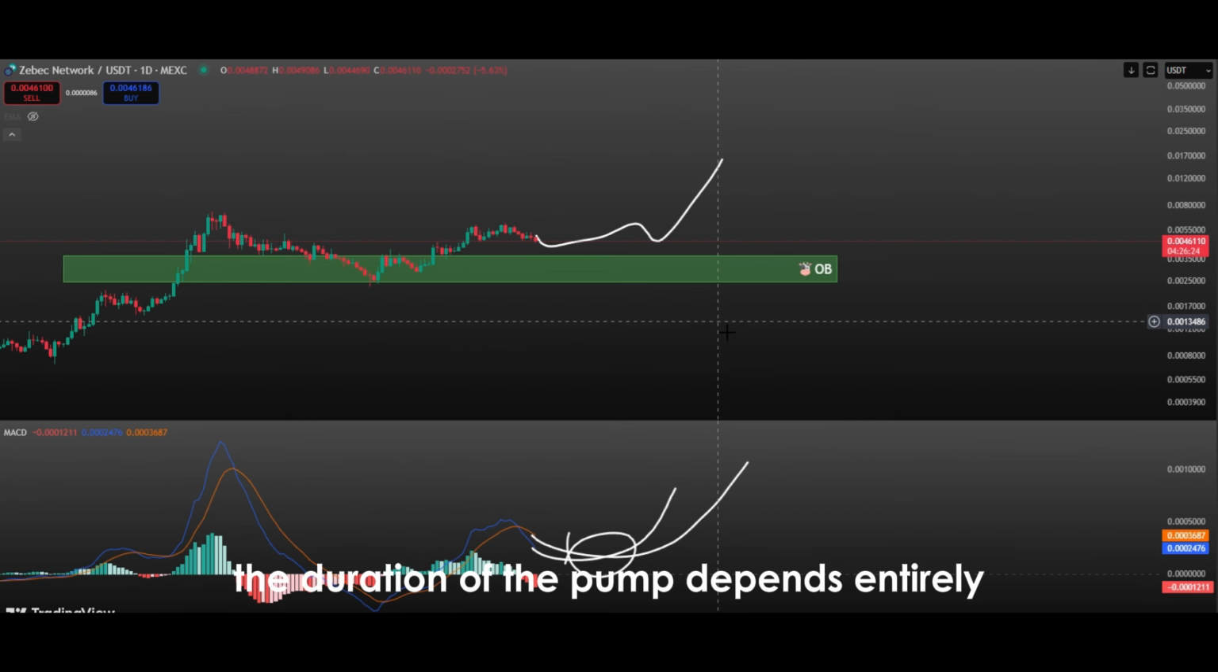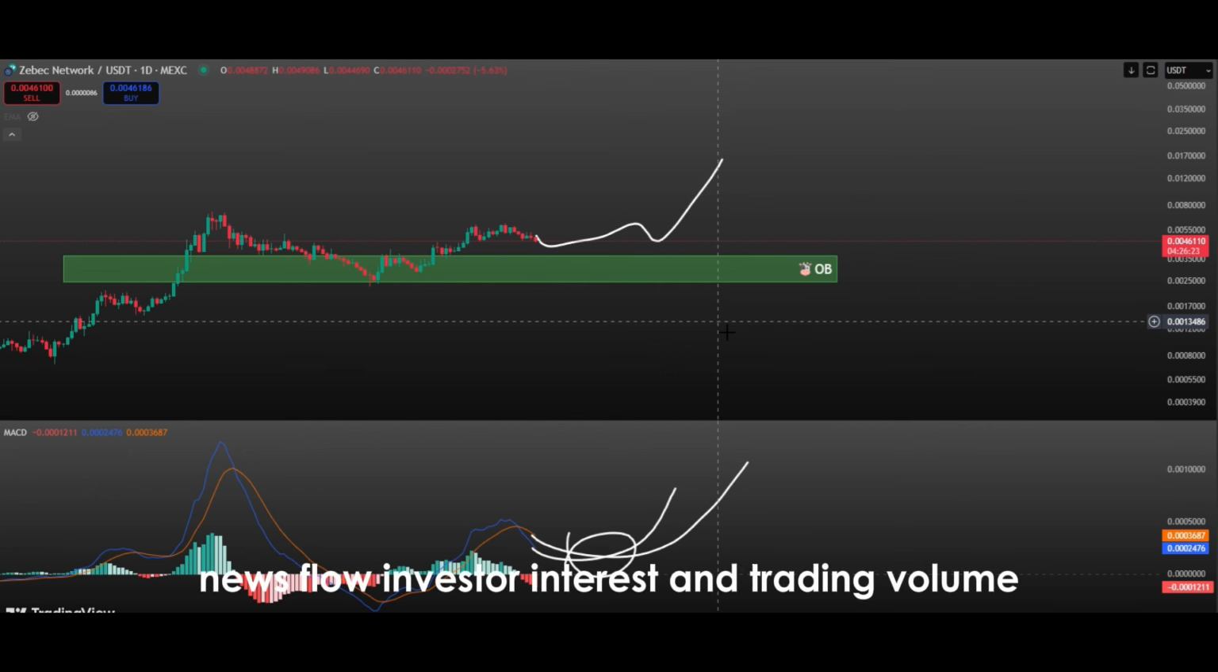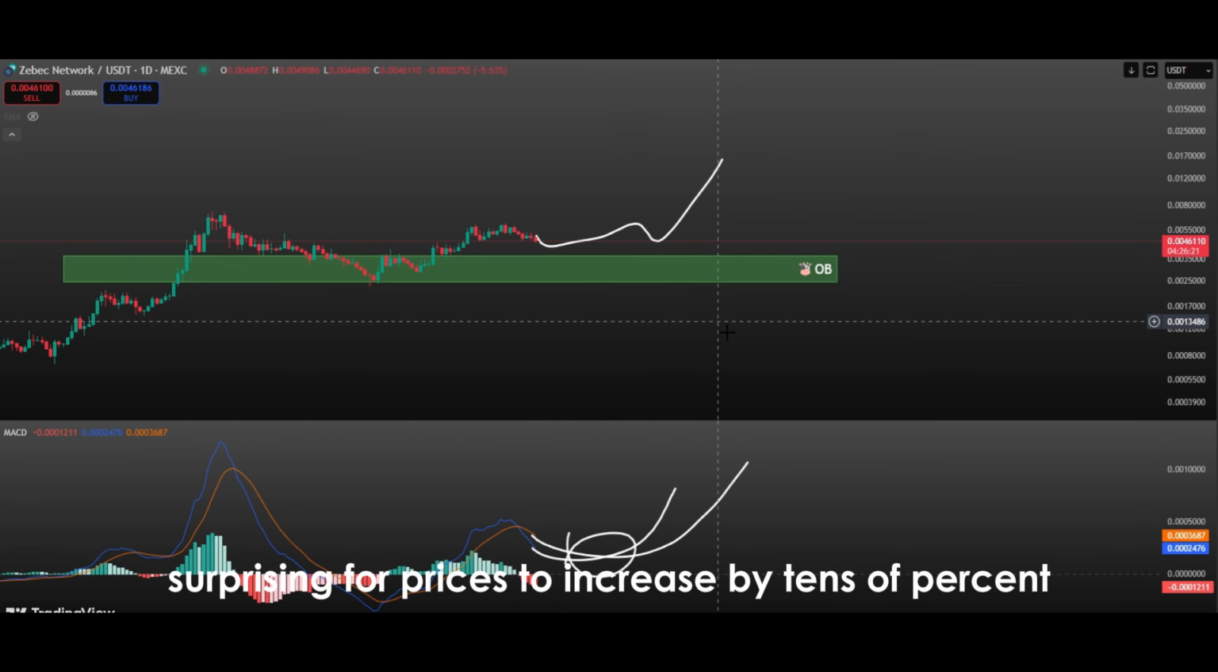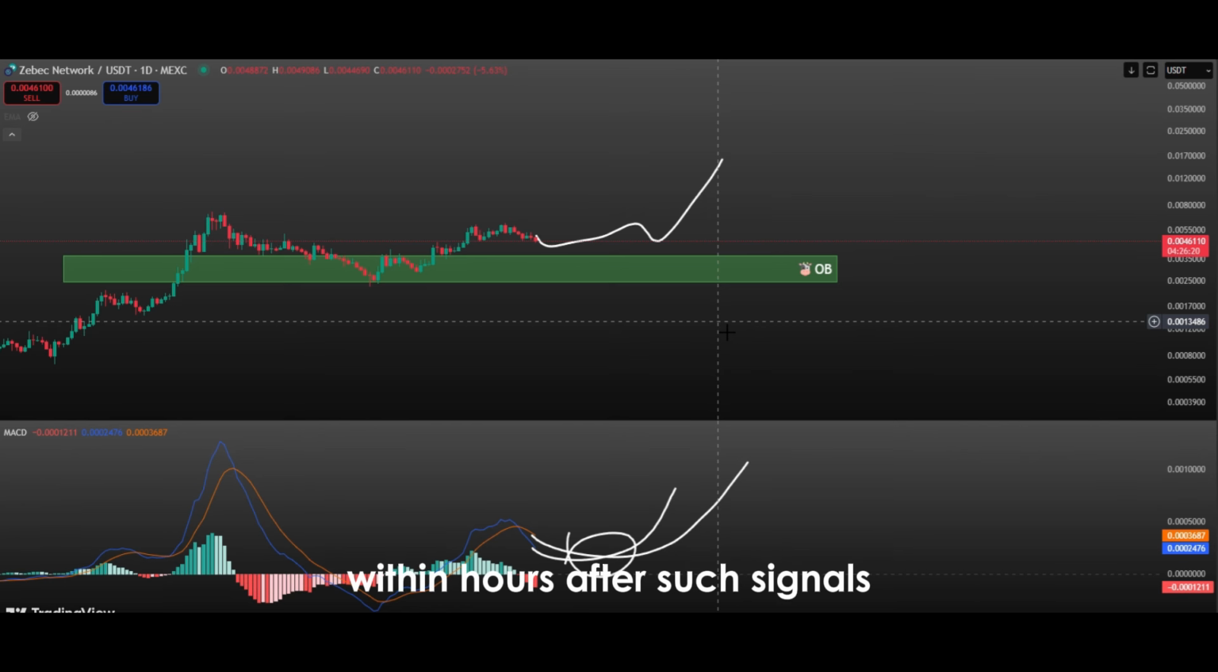The duration of the pump depends entirely on the general market conditions, news flow, investor interest, and trading volume. But as has been seen many times before, especially in the crypto market, it is not surprising for prices to increase by tens of percents within hours after such signals.